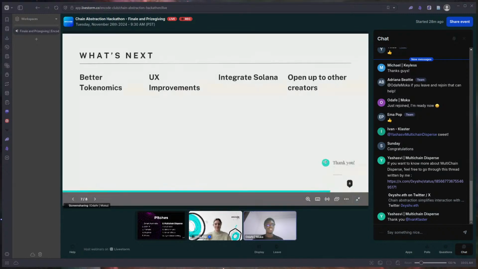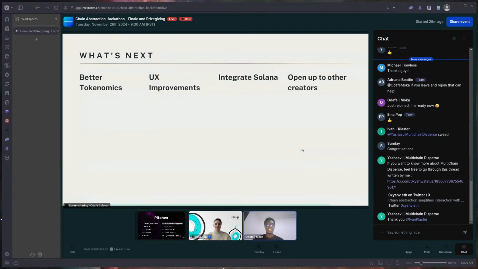So what is next for Mocha? I want to have better tokenomics, improve user experience for readers and even authors as well, and have more access to liquidity by integrating with Solana. We're also considering opening the platform up not just to authors but to other types of creators.